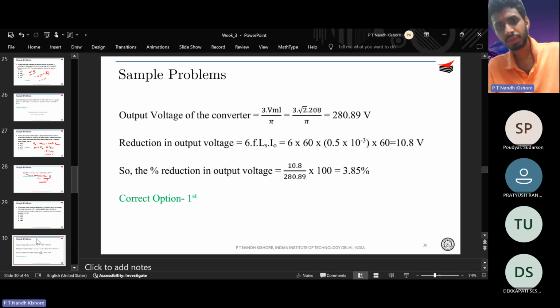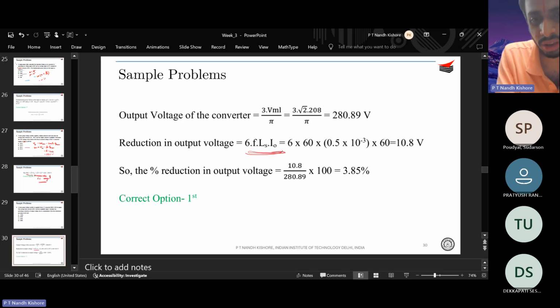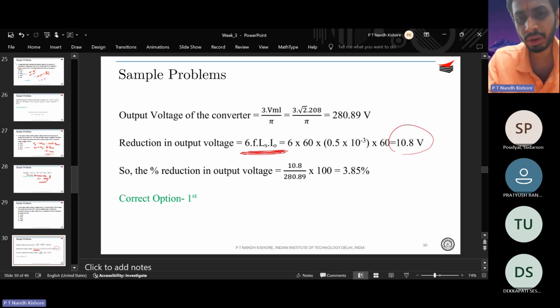So just find out the average output voltage of the converter, which is 3 V_ML by pi cos alpha. In this case, it's a diode, therefore 3 V_ML by pi. So the reduction in voltage is given by this factor, right? I think this factor has been discussed in the lecture slides as well, 6 f into L_S into I naught. So just find out by how much the voltage is going to reduce. Find out the output voltage, find out the reduction, and then just take the ratio of these. It will give the percentage.